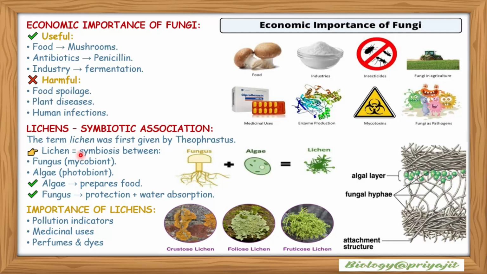Lichens: the term lichen was first given by Theophrastus, the father of botany. Lichen is a symbiotic association between fungus, which is known as mycobiont, and algae, that is photobiont or phycobiont. Algae prepare food, and fungus gives protection and water absorption. The importance of lichens: they are pollution indicators. They have medicinal uses. They produce perfumes and dyes.